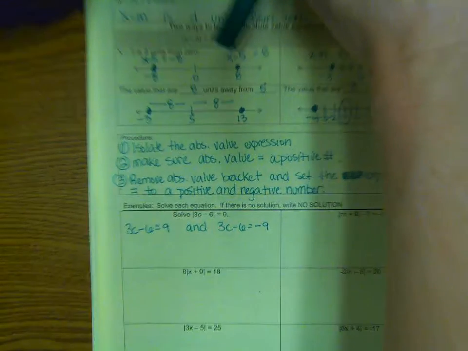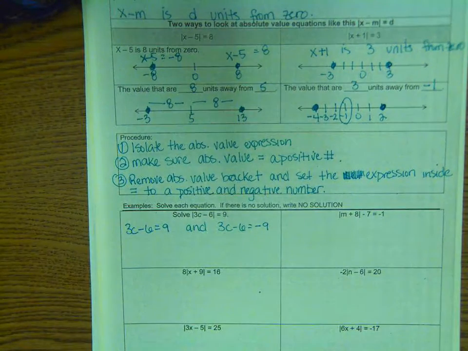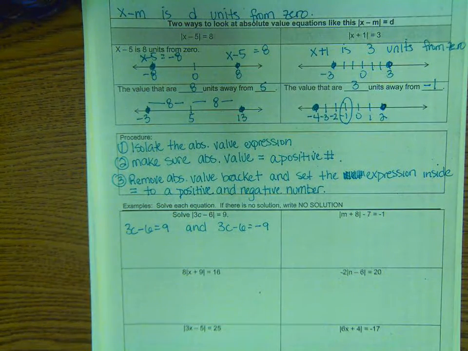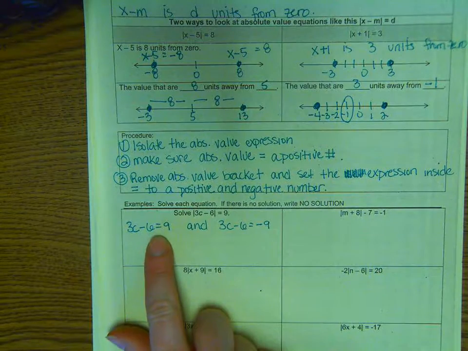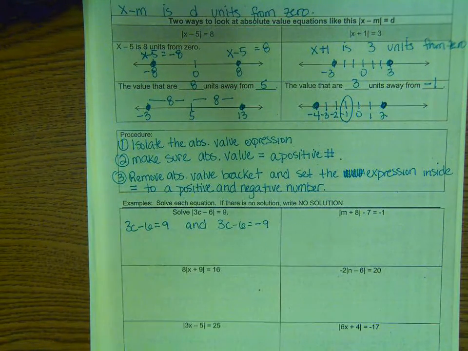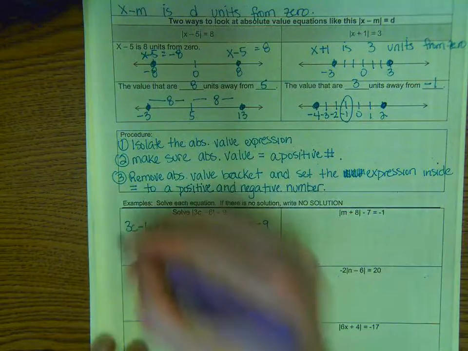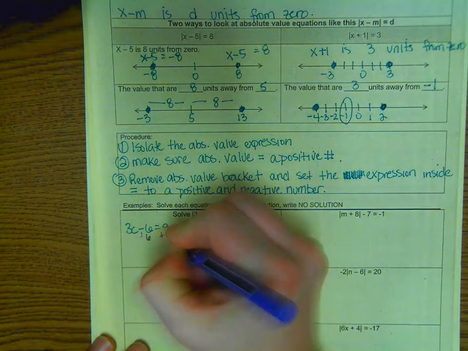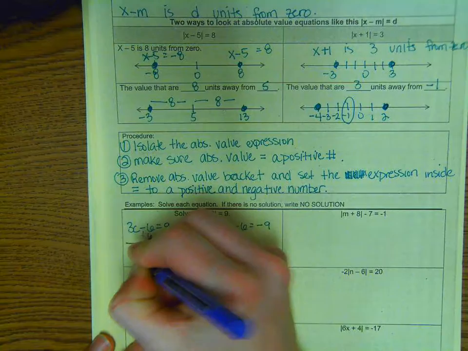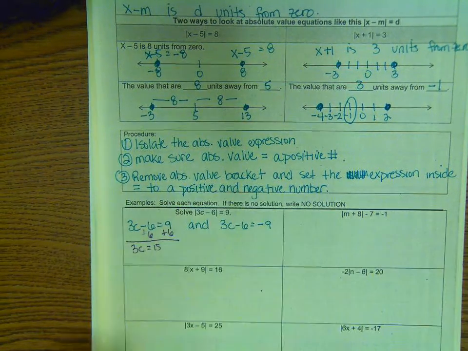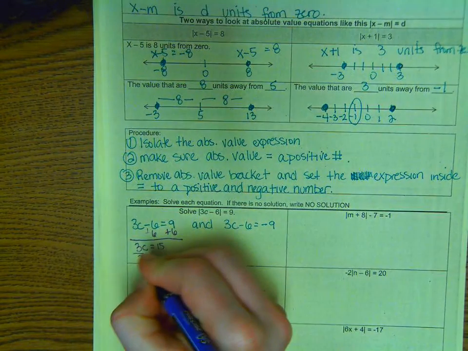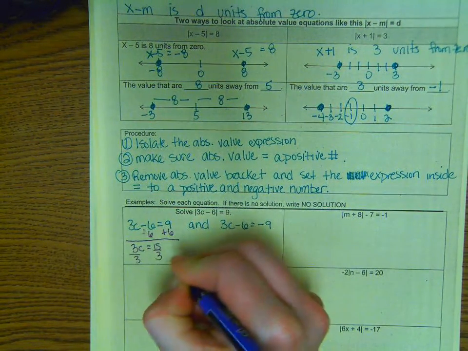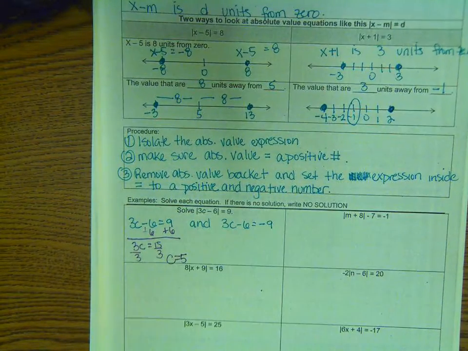So what do I do now? Look, can you solve these? Yeah. What should I do? Add 6. Let's see. 3c equals 15. Now, divide by 3, c equals 5. Alright, let's do the other side. You got to do both.